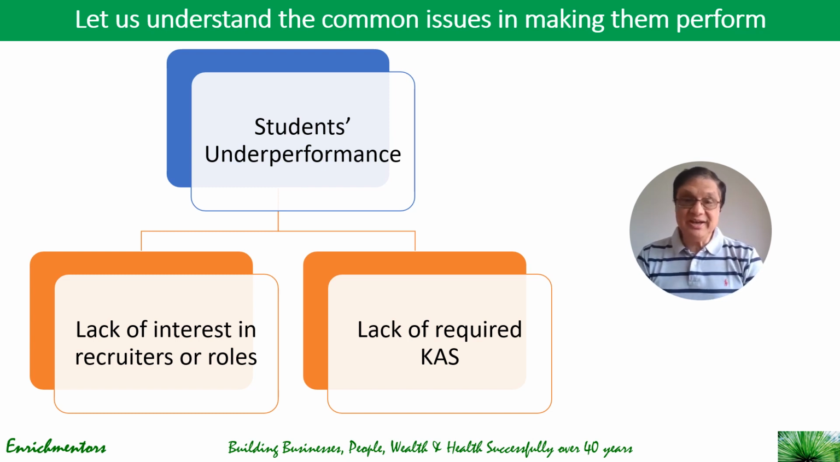So that's one thing that causes the students to underperform. The second category of students are those who are interested in the roles and the recruiters, but they don't have the required knowledge, skills, and attitude. It could be certain attitudes, knowledge, or skills, or a combination of all three or any two. So they lack the resources, and they try their best in the interview. You can see that they want to get that job, that role with that recruiter, but they are not able to meet the expectations of the recruiter, and hence they don't crack the process. That results in students underperforming. So these are the two broad categories of issues that we have.